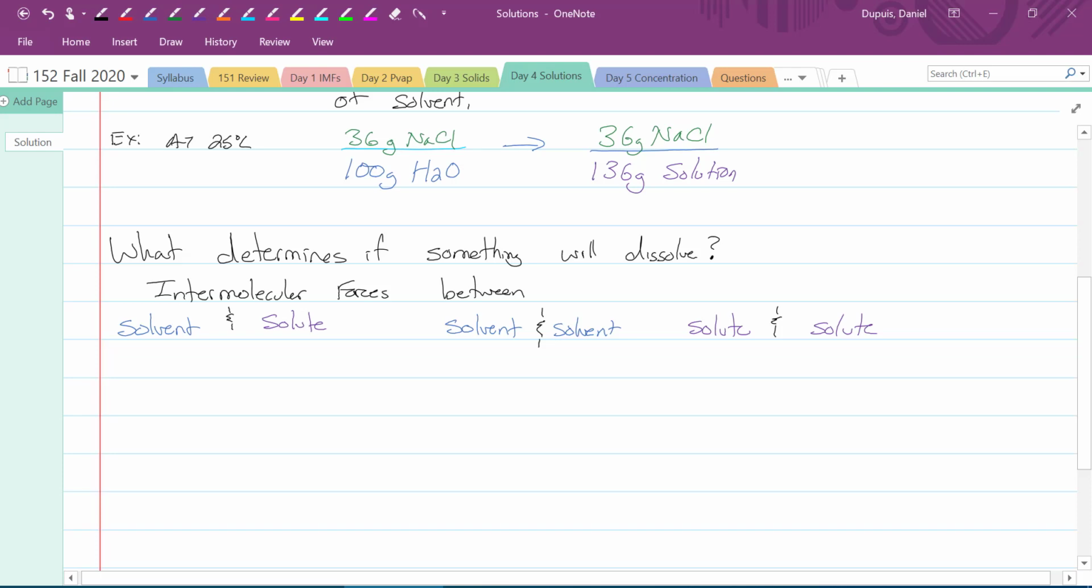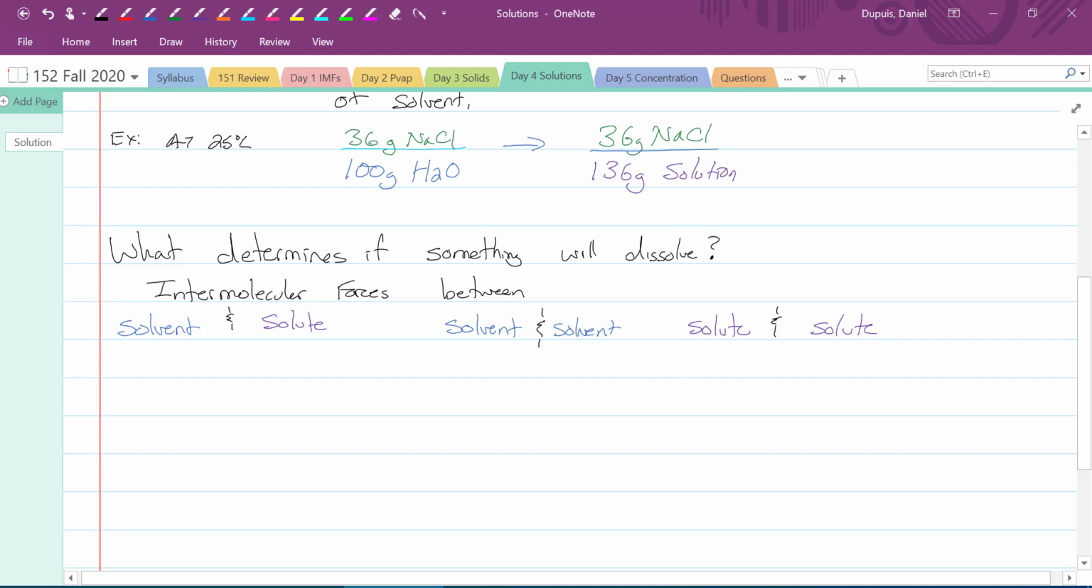So if you have water, and let's say you have salt, NaCl, because it's going to be simpler to use that. NaCl is bonded together, right? It's an ionic compound, an ionic bond. Coulombic forces are holding it together. You got water, and that's a hydrogen bonded network of liquid.